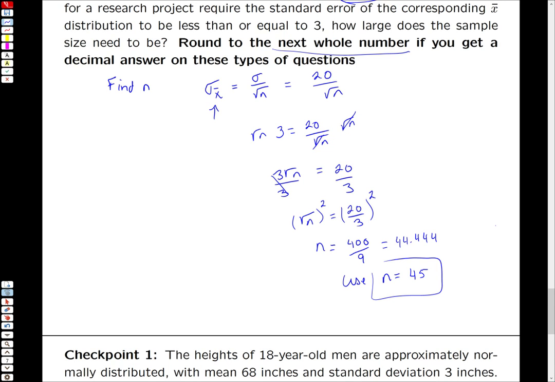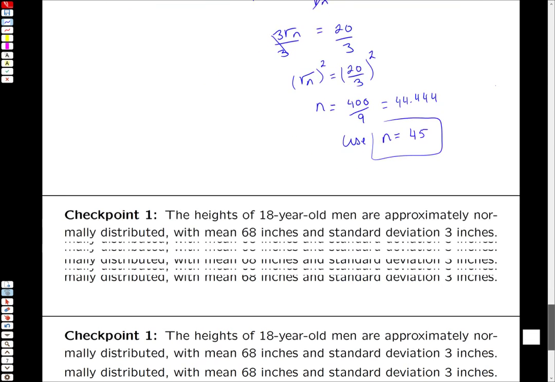Any questions on that? You have a homework problem just like that. Can you do that on your homework? Yes, that's the right answer. Just in case you're wondering.